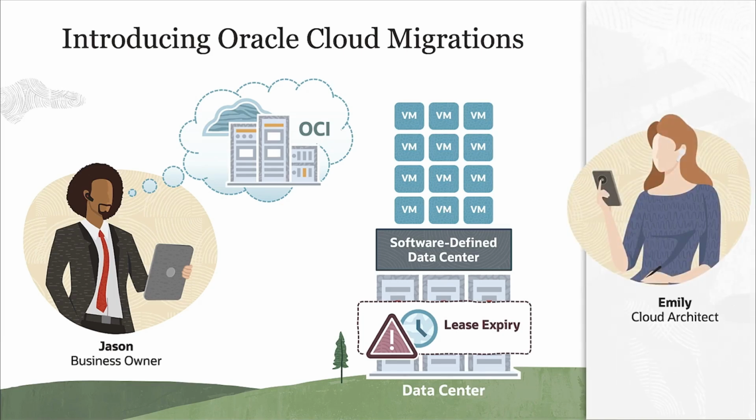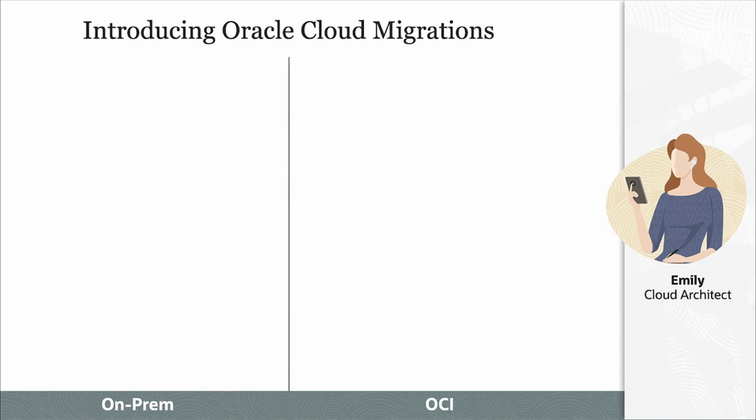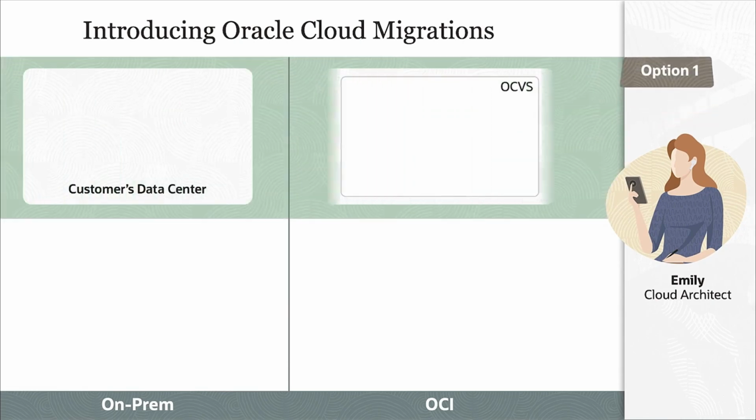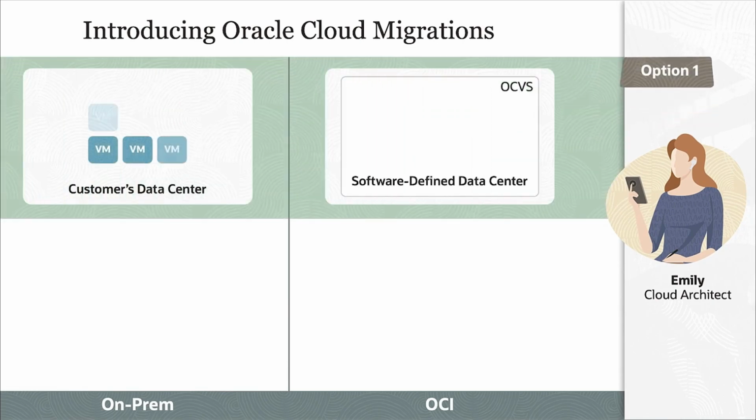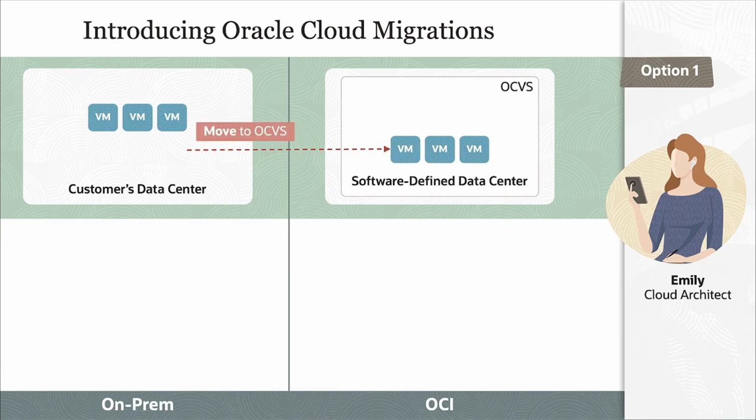Now this is Emily. She's a cloud architect. She has got two different options. In the first option, he could move those VMs as is into Oracle Cloud VMware Solution, or OCVS. The underlying platform of OCVS is the same as a software-defined data center, so the entire VM can be simply moved. We usually call this method of migration rehosting.